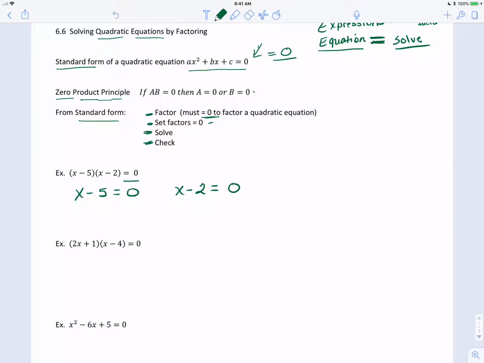Then we solve for x. We add 5 to both sides, so x is equal to 5. And we add 2 to both sides over here, so x is equal to 2.